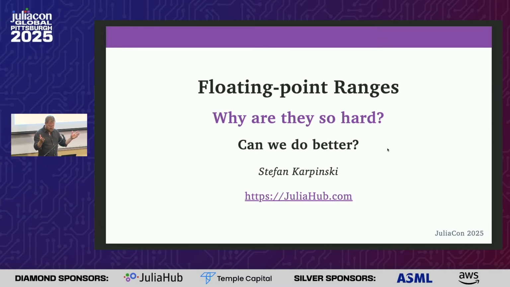I am the Chief Product Officer at JuliaHub. I'm probably the only Chief Product Officer that spends this much time thinking about floating point ranges. So this is what I'm going to talk about. Floating point ranges, why are they hard? Can we do better?